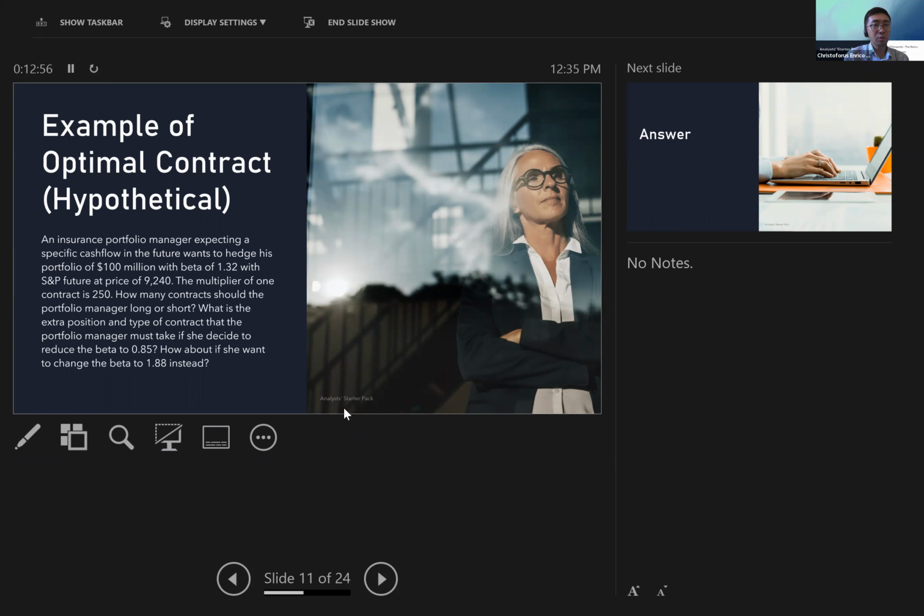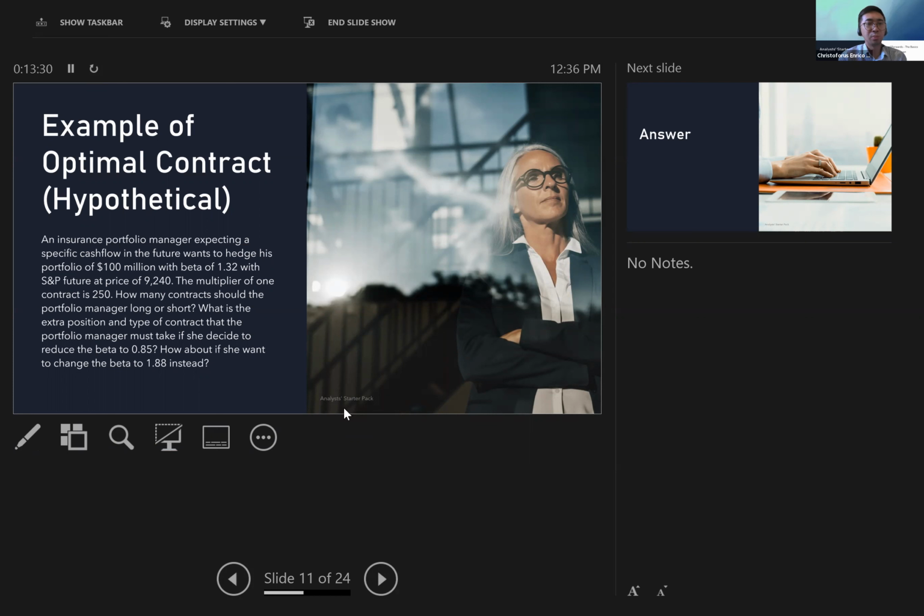Is it long or short? Okay, you can answer it later on in your answer. So, specific cash flow in the futures, and she wants to hedge the portfolio of 10 million with a beta of 1.32, using the S&P futures, currently hypothetically priced at 9,240. The multiplier of one contract is 250. So how many contracts should the portfolio manager long or short?